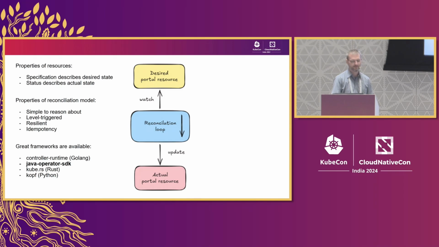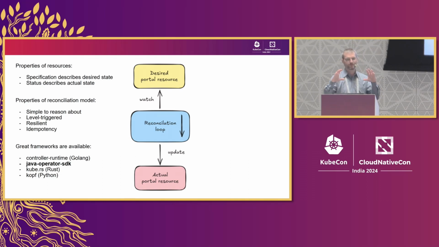This model, we like it, though there are different types of models. We like it because it's very simple to think about. If you think about state machines, you have to know what the exact state is, what the edges are, and how you can go to the next state. Here, it's what we call level triggered.